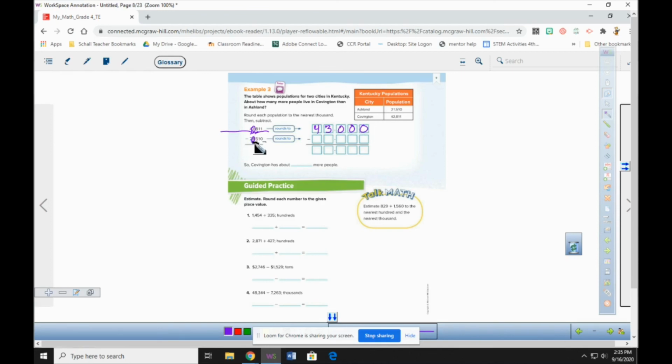We've got a 1 in the thousands place, a 5 in the hundreds. 5 again. 5 or higher, we round up. So our 1 will become a 2. Everything to the left stays the same. Everything to the right becomes a 0. And then we can subtract. 0, 0, 0. 3 minus 2 is 1. 4 minus 2 is 2. So we have about 21,000 more people.